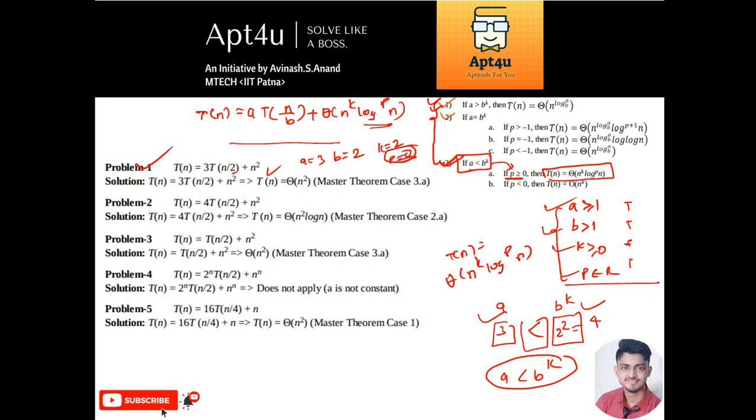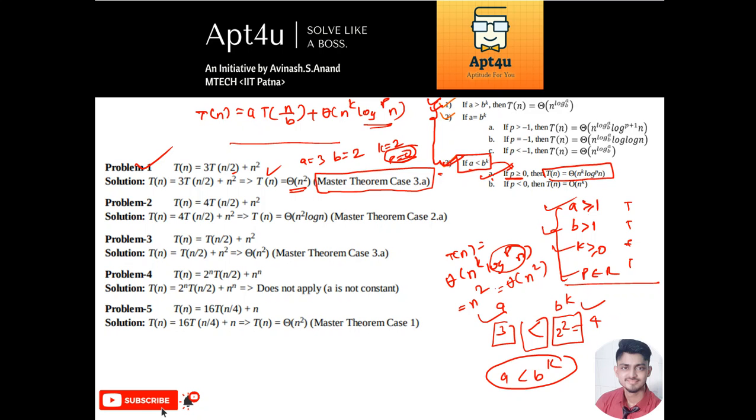The value of k can be substituted here. You have k equal to 2, so you write n² log^p n. Since p is 0, the whole log term becomes 1. So definitely the complexity is Θ(n²). This is how the complexity was derived using Master's theorem condition 3a, and we saw how we reached condition 3a. I hope this is clear.